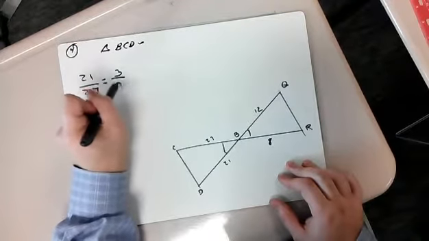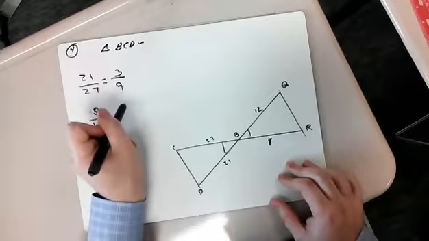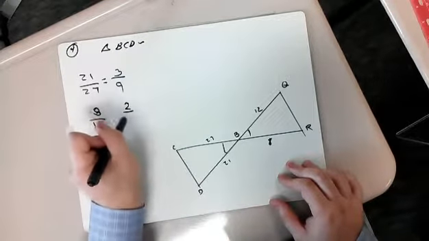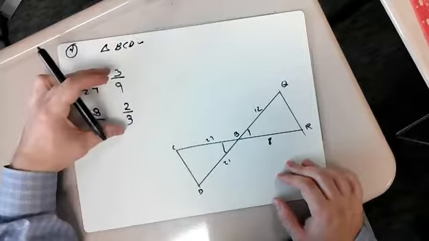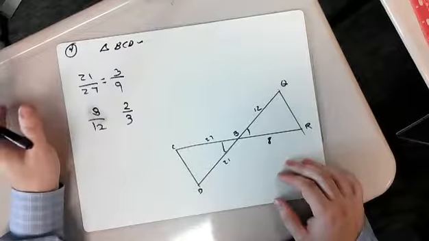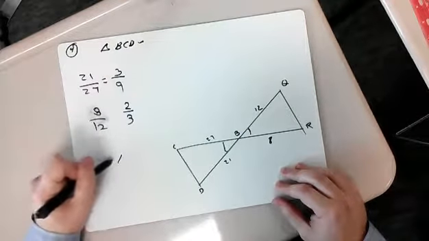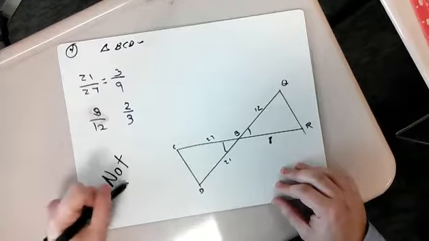So this is 3/9, and then this is, I could simplify those by 4, so 2/3. Those fractions are completely different. There's no way I could flip this to make it the same, right? It won't work out. So these are not similar.